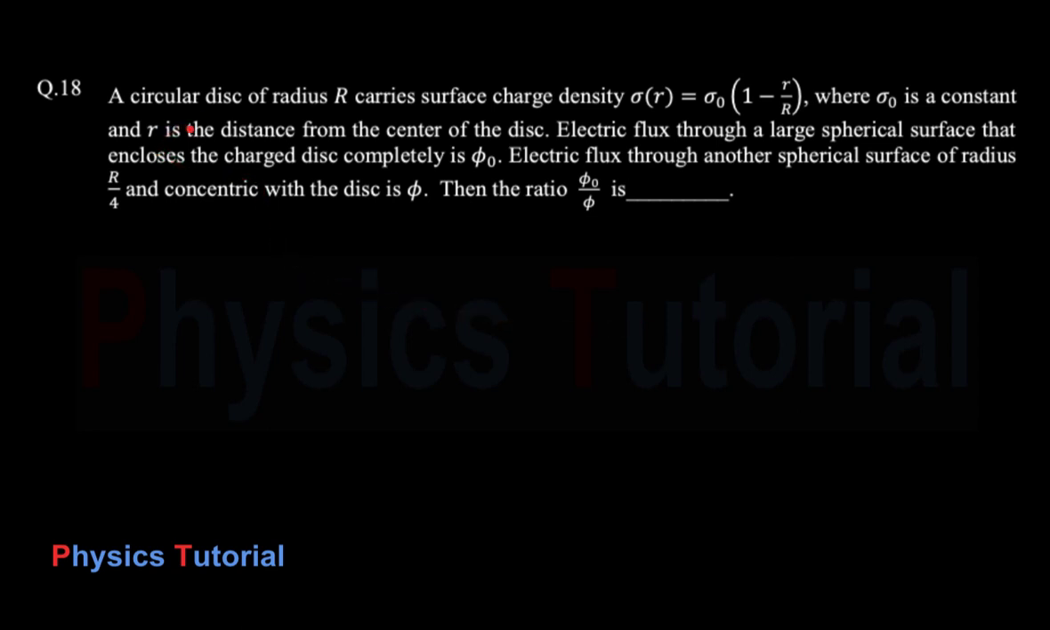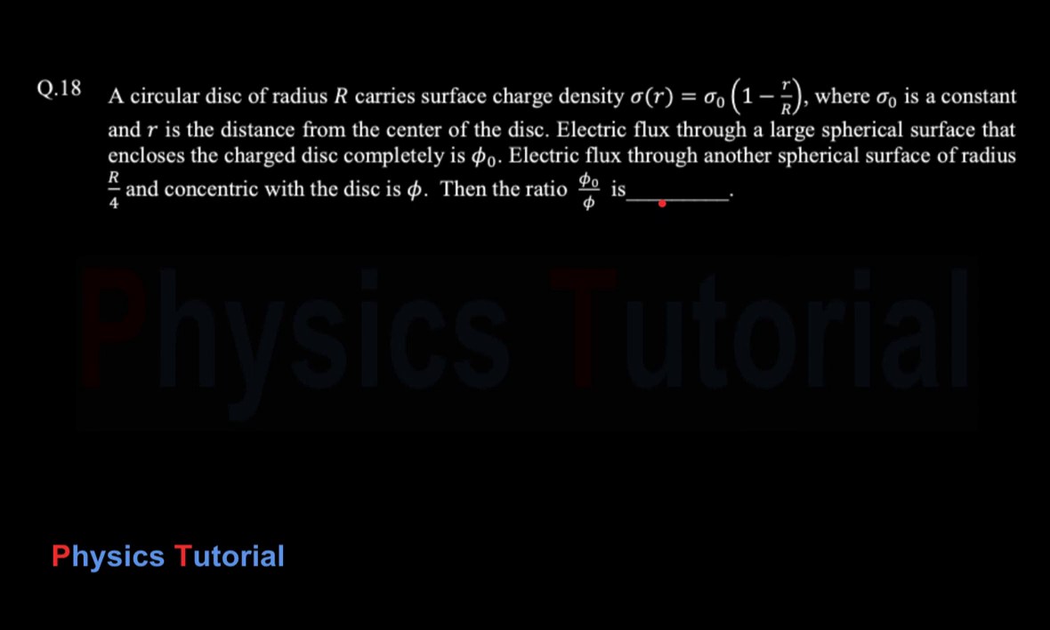Question number 18: a circular disk of radius R carries a surface charge density sigma of r equal to sigma naught into 1 minus small r by capital R, where sigma naught is constant and r is the distance from the center of the disk. The electric flux through a large spherical surface that encloses the charged disk completely is phi naught. The electric flux through another spherical surface of radius R by 4, concentric with the disk, is phi. So the ratio of phi naught to phi is?